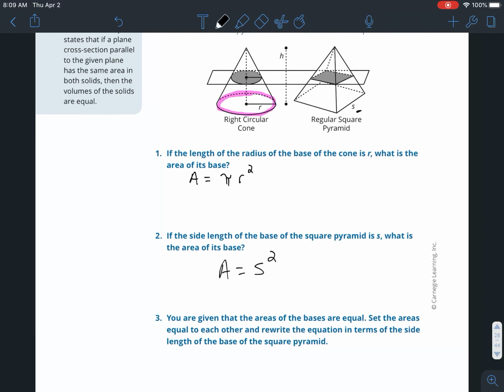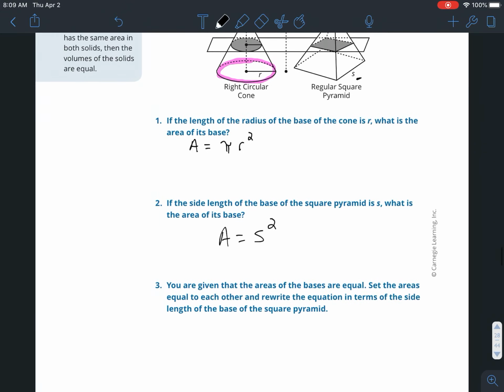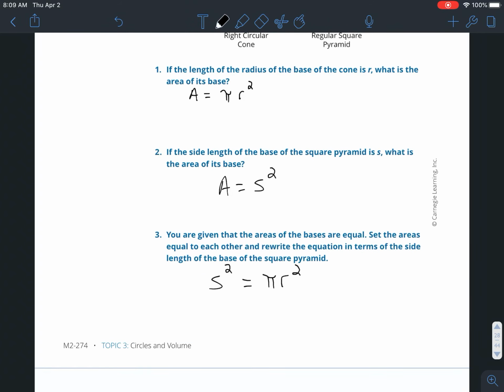You are given that the areas of the bases are equal. Set the areas equal to each other, and rewrite the equation in terms of the side length of the base of the square pyramid. So essentially, all I'm doing is s squared is equal to pi r squared. Now I'm trying to reduce it down as best I can. To do this, we have to square root both sides to get rid of the 2. Doing so is going to eliminate the 2 on the s, and it's going to eliminate the 2 on the r.